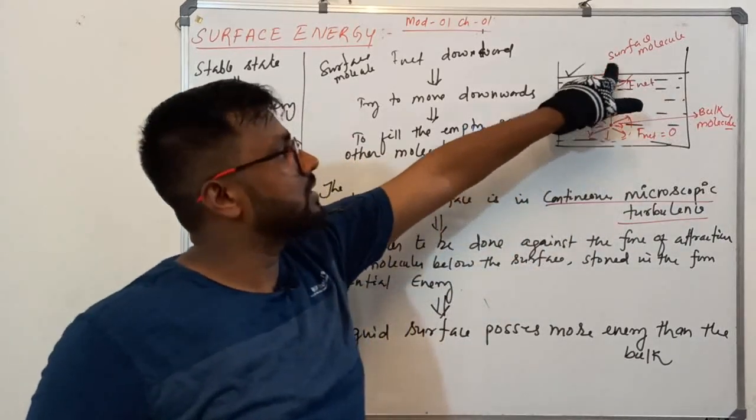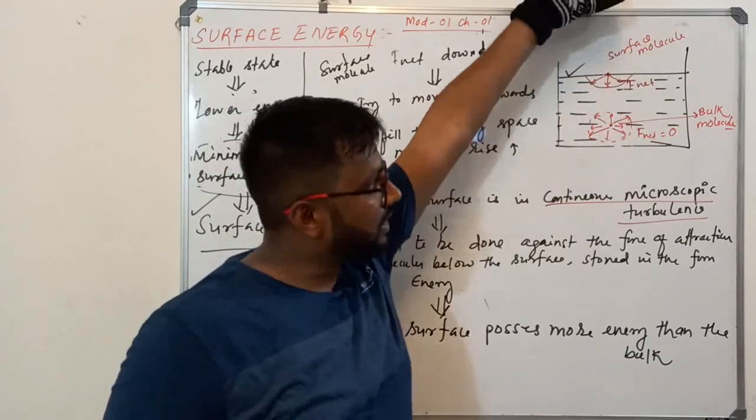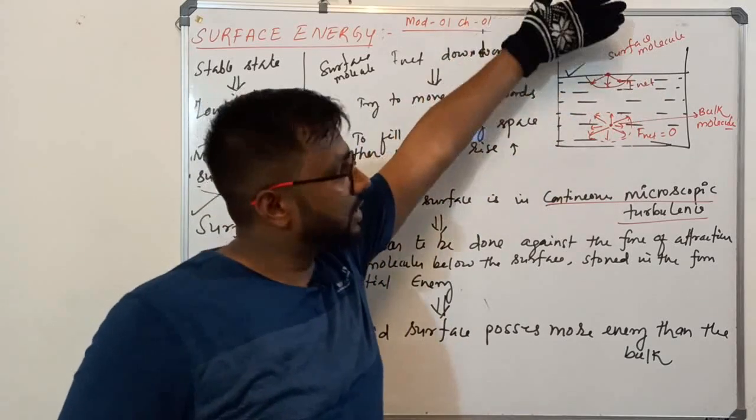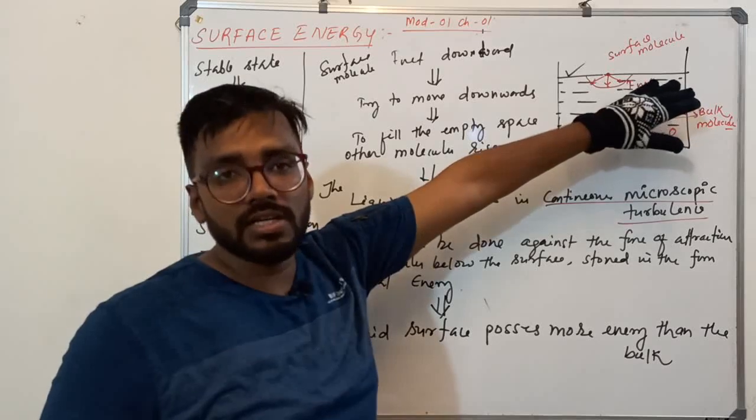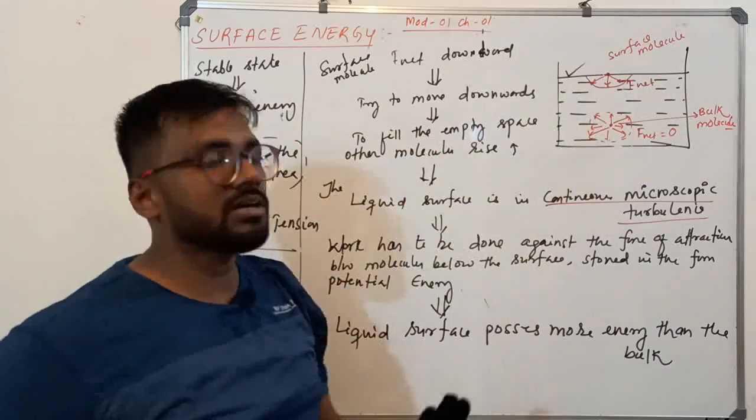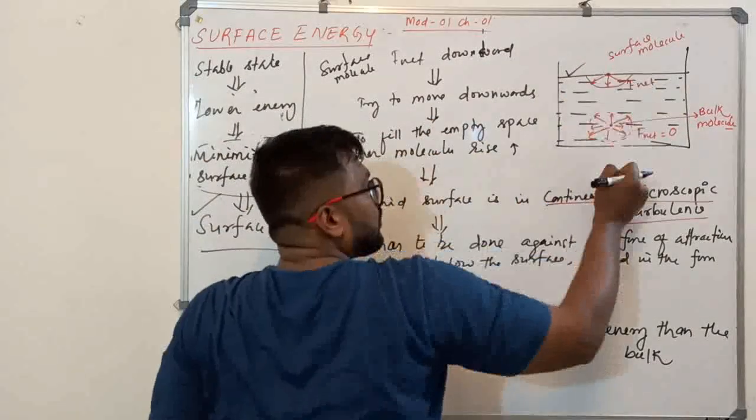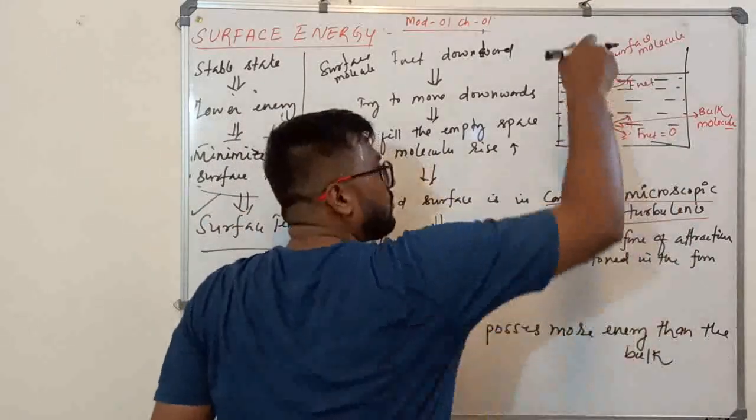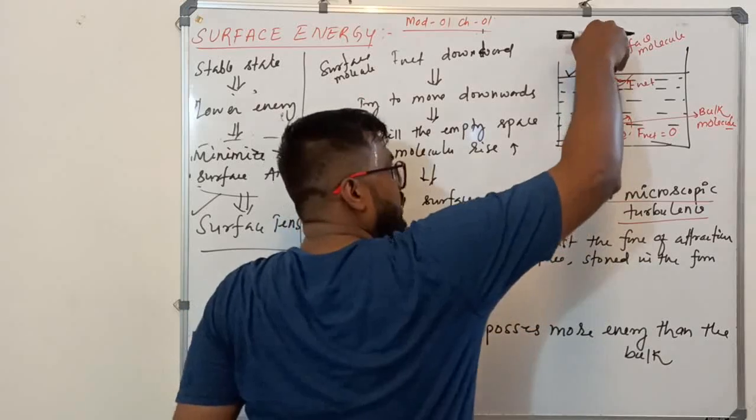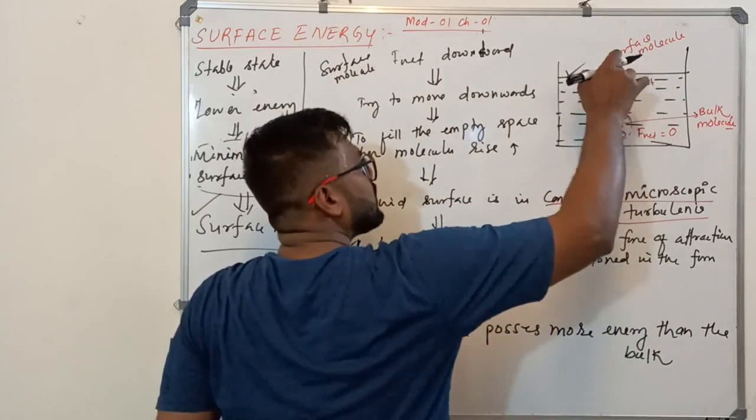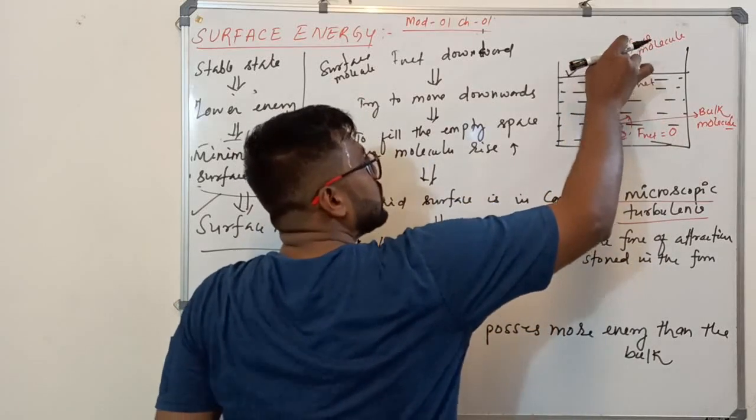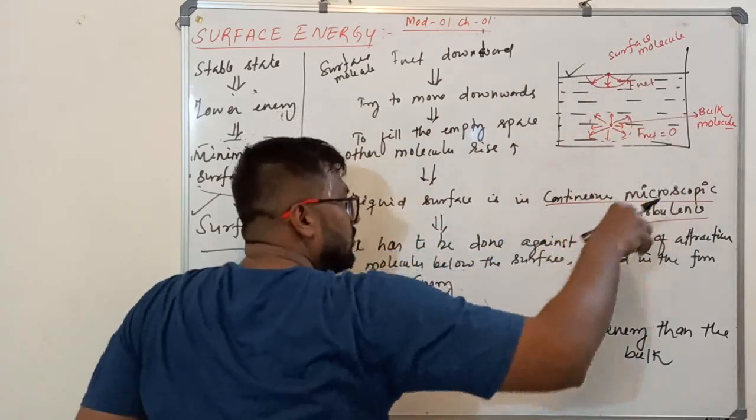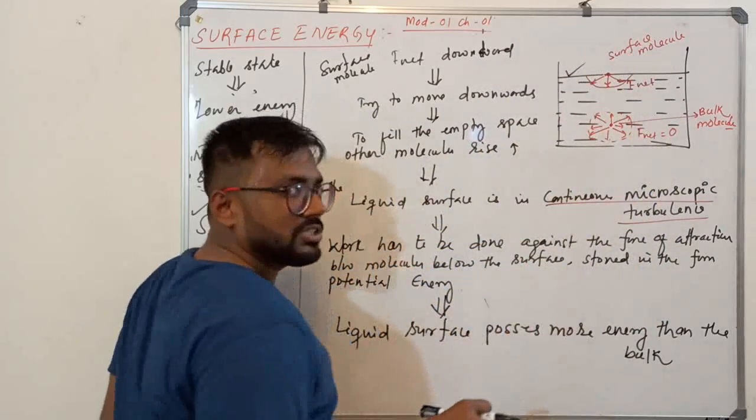For the surface molecule, half of the surrounding is nothing. That's why the only force acting is downward, so the net force is acting downward. Because the net force is acting downward, the molecule tries to come down. The molecule tries to sink. When the molecule comes down, there is an empty space or void here. To fill this, the surrounding molecule will try to go there and occupy this position.